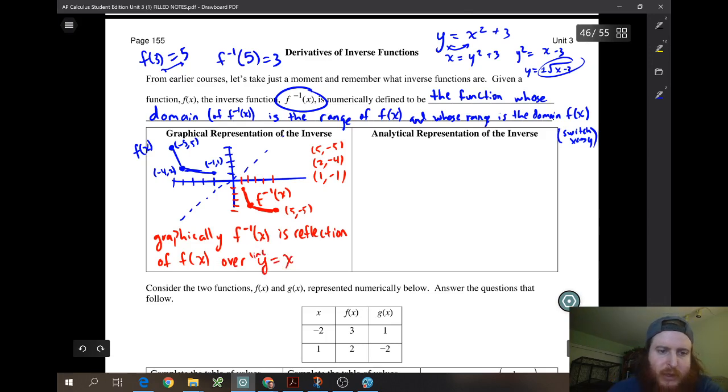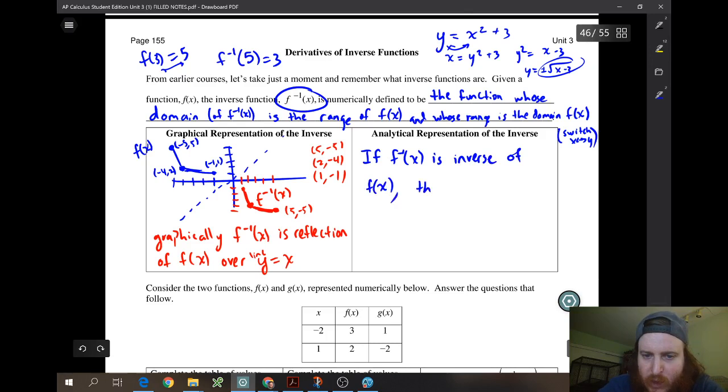Now you also could say it's, first you do a horizontal reflection, then you do a vertical reflection. That works too. Okay, and then analytically, that's more like with our x's and our y's. Basically what we can say is if f negative 1 of x is the inverse of f of x, and this is what we use the most, and this is pretty cool, then when we plug them into each other, so f of f negative 1 of x, we're going to just get back the answer x.